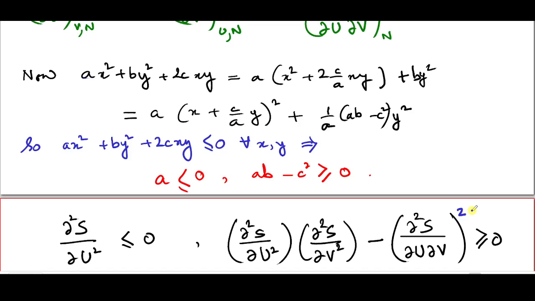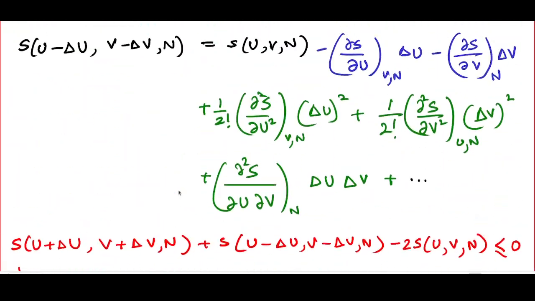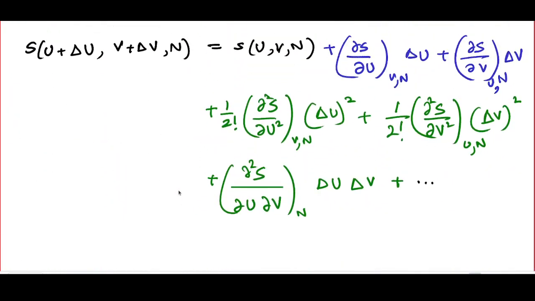Once again, let me stress that we did not say that del 2s del v2 has to be less than or equal to 0, but these two conditions together would also imply that. Now, I understand that this may be unfamiliar to most of you. So let us try to understand exactly why this term is necessary. To see this, let us go back to the expression for what the value of s is as you move away from the point u, v, n.